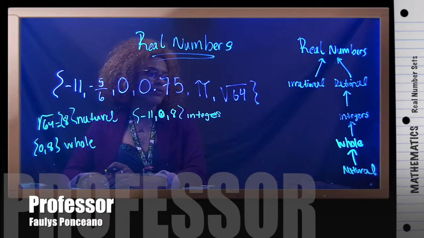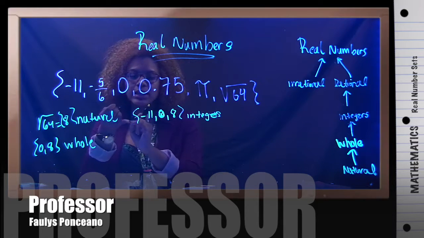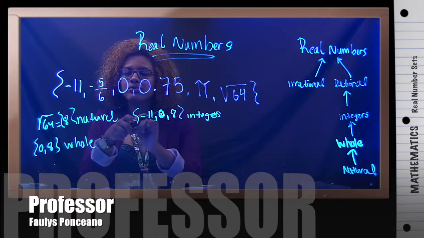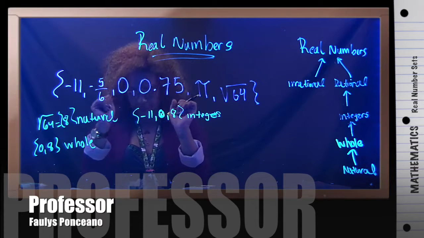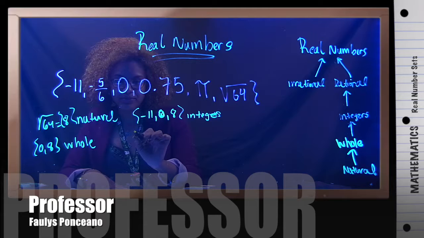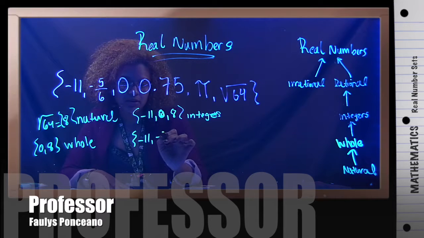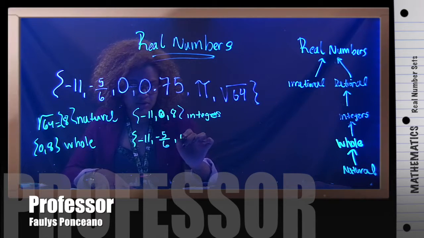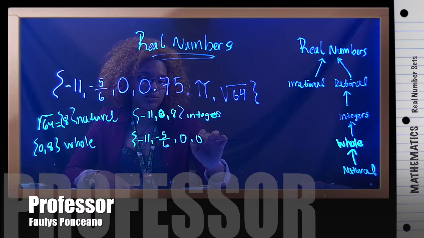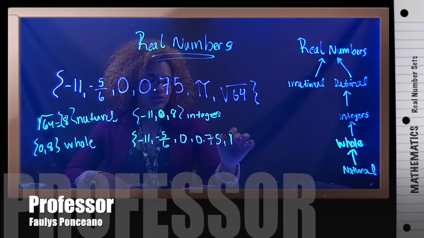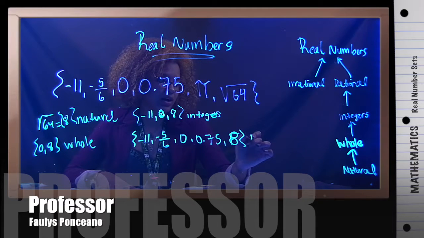Okay? Now after integers, we're going to look for the rational numbers. So now this includes the negatives, the positive, the decimals, and the fractions. So what do we have? We have negative 5 over 6, and we have 0.75. So let's write it in order. Negative 11, negative 5 over 6, the 0, 0.75, and the square root of 8 or 64. Let's just put square root 8 since we've been using 8. And that's for rational.